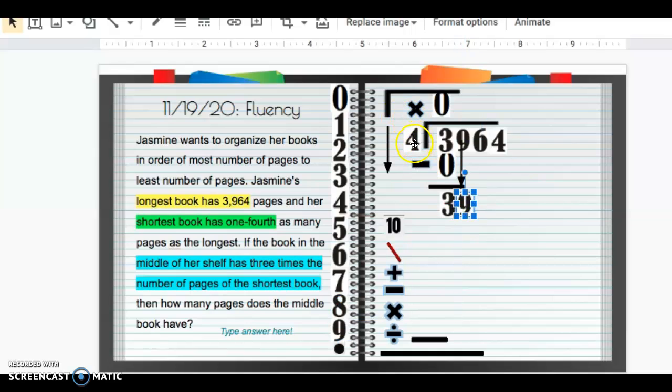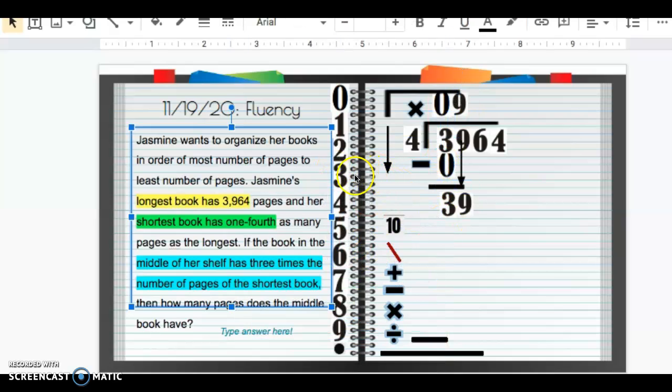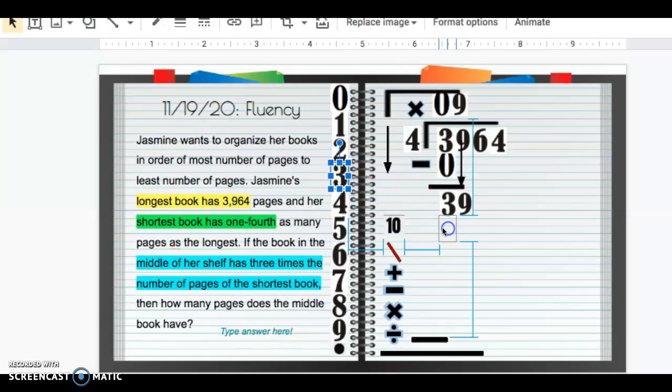And I ask myself, how many times does 4 go into 9? So let me think. 4, 8, 12, 16, 20, 24, 28, 32, 36, 40. So it has to be 36. So it's 9. And then I put 36 below the 39. Whoops, we don't want to do that. Do the 36.